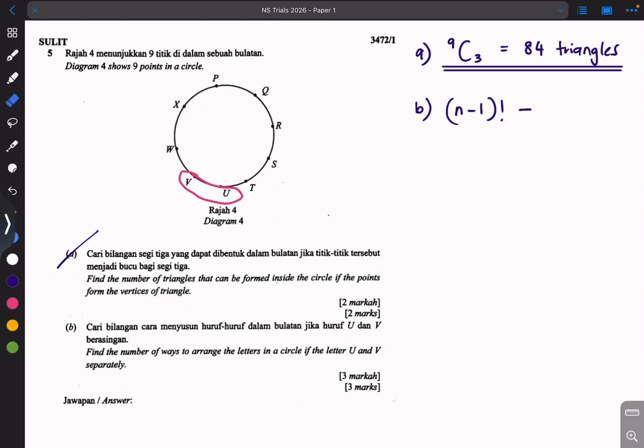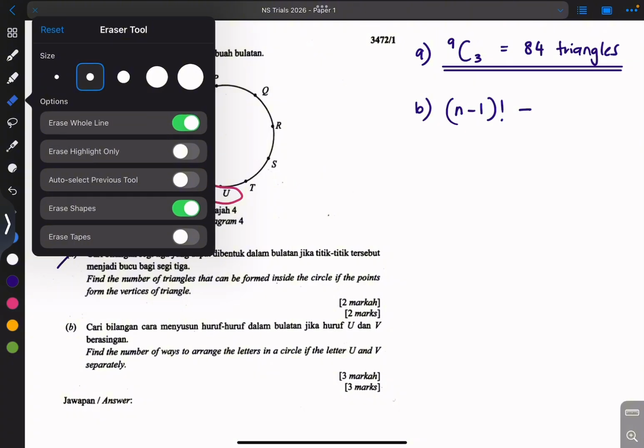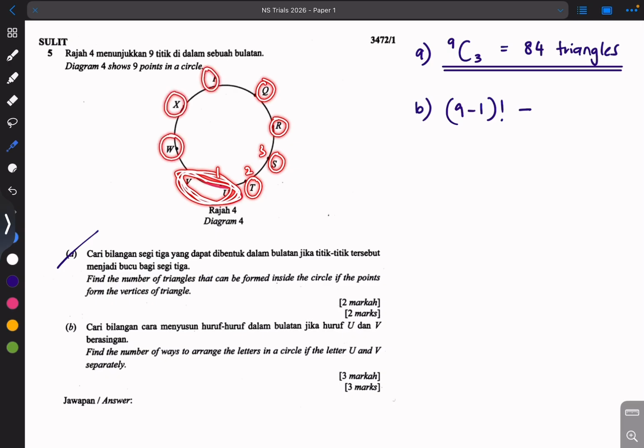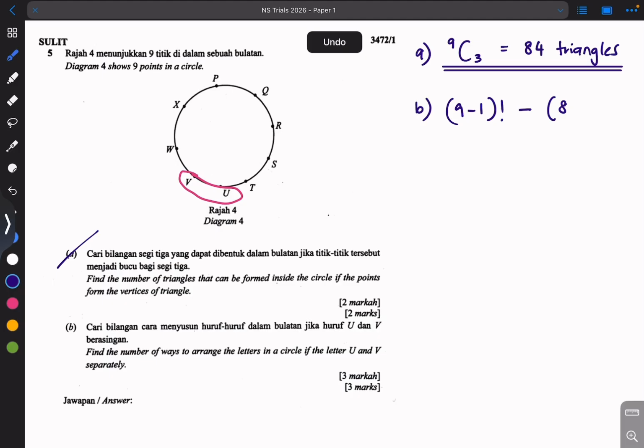Okay, so in this case, we have a total of 9 numbers, 9 points. So it's 9 minus 1 factorial. Right. And then if we combine them, if we tie them up together, now u and v are considered 1. So we have 1, 2, 3, 4, 5, 6, 7, 8. Since we already tie them up together, we consider it as 1. We have 8 alphabets. So 8 minus 1 factorial.